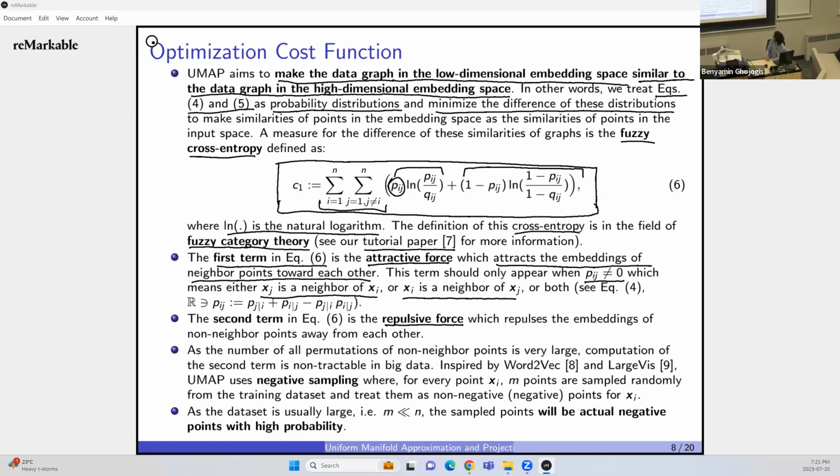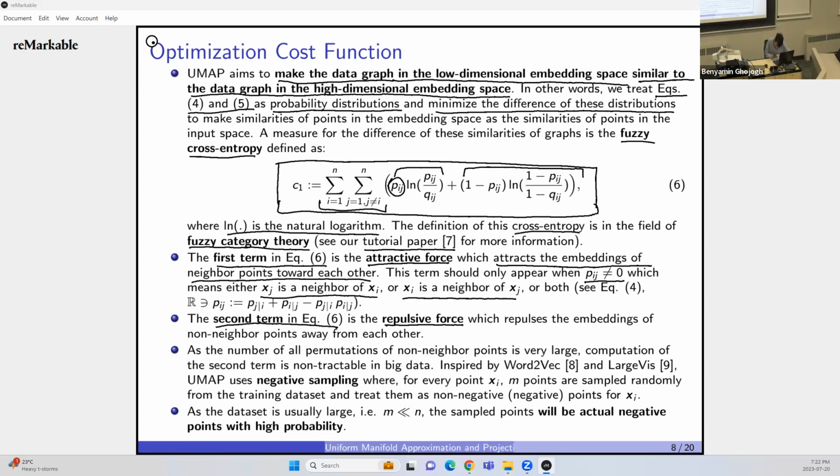Can you tell me? This is because here we are trying, this is cross entropy between Pij and Qij, right? We want Qij to be similar to Pij by minimizing that. Therefore, for two neighbor points, we try to make Qij similar to Pij by pushing Yi and Yj toward each other. So they become similar to each other as they are in the input space. Okay. The second term in equation 6 is the repulsive force.